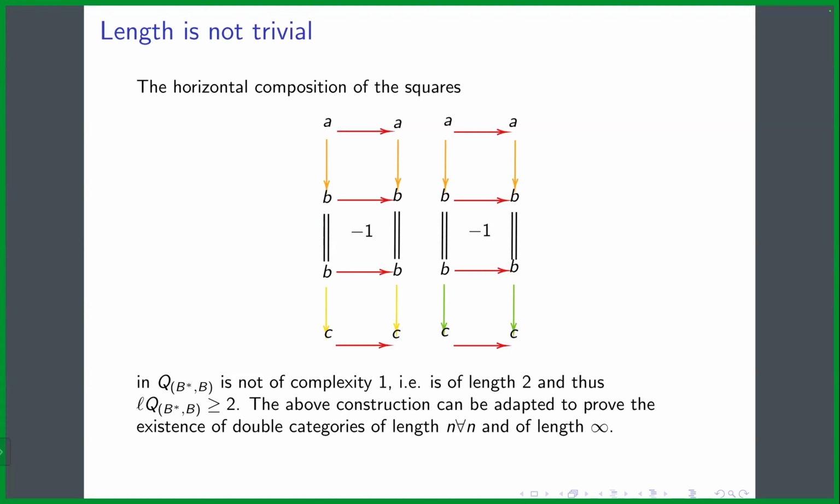And we can actually extend this construction to prove that there exist double categories of length n for every n, and we just take the limit of those and we construct a double category of length infinity. So length is definitely not trivial.